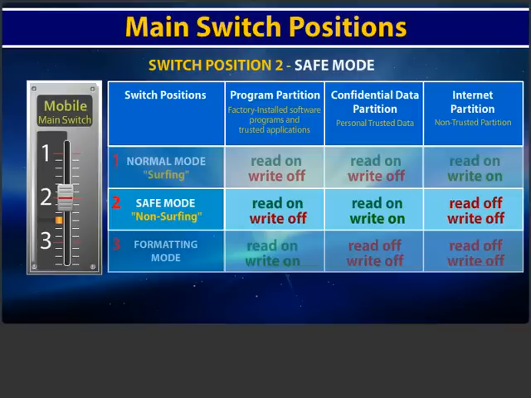While in position 2, and to achieve an additional level of security, a mobile phone can either be manually or automatically disconnected from the internet to ensure that the confidential partition is not vulnerable to an unauthorized access.